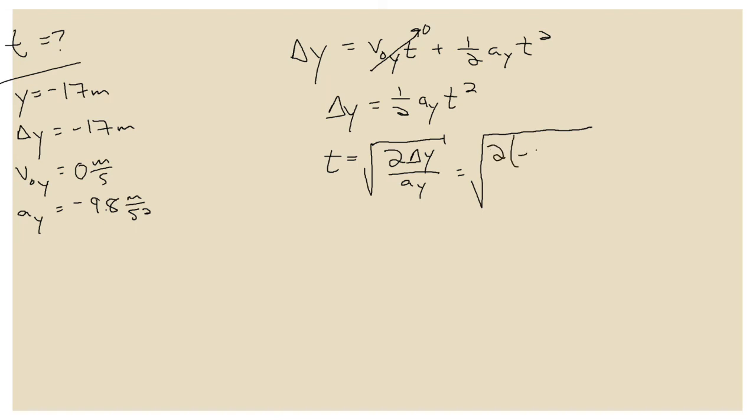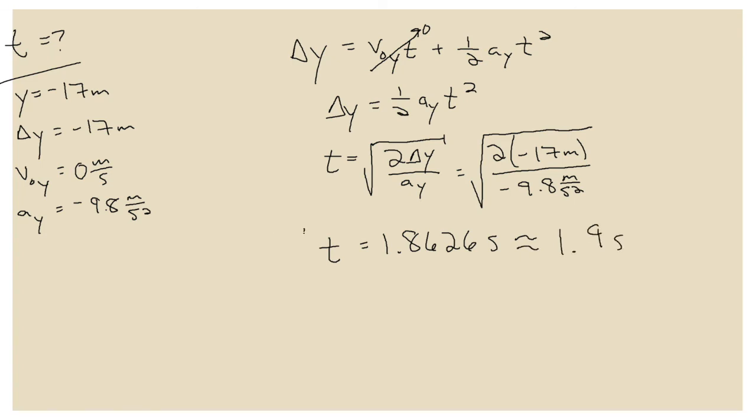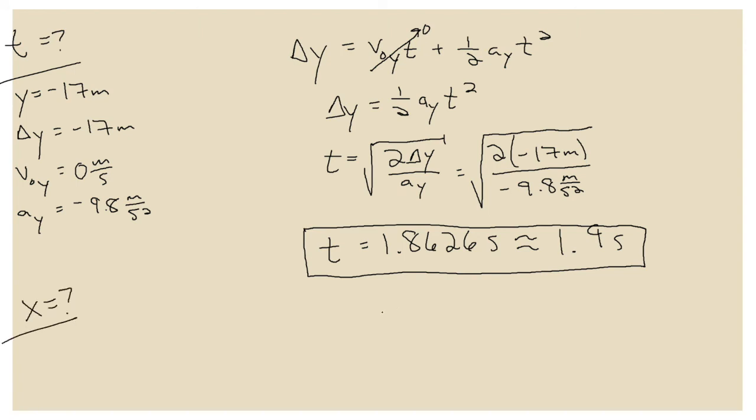And so we plug in 2, then our displacement, negative 17 meters, and then we divide that by negative 9.8 meters per second squared. And when you do that math and you take the square root, you get 1.8626 seconds. And because everything is given in the problem to 2 significant figures, we'll call that 1.9 seconds.